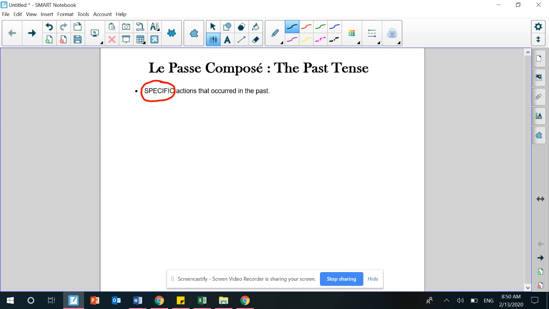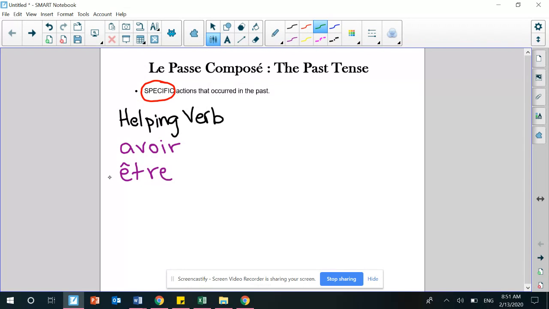To conjugate verbs in the passé composé, we need two things. We need what is called the helping verb. And the helping verb is a conjugation of one of two verbs. Do you remember? One of them is avoir, and the other is être. All right, you don't use both verbs. For specific verbs, you use être. In fact, there's a list of 17 verbs, those Dr. Mrs. Vandertramp verbs that we use être with. Most verbs use avoir.